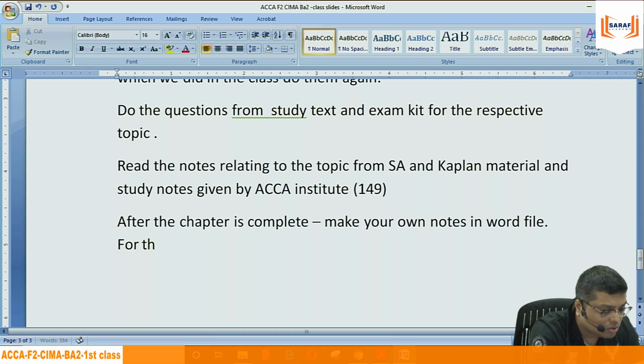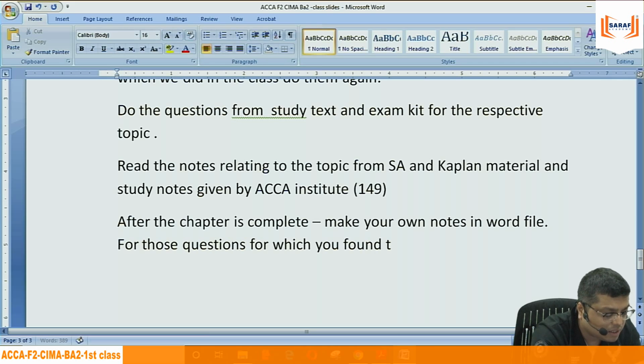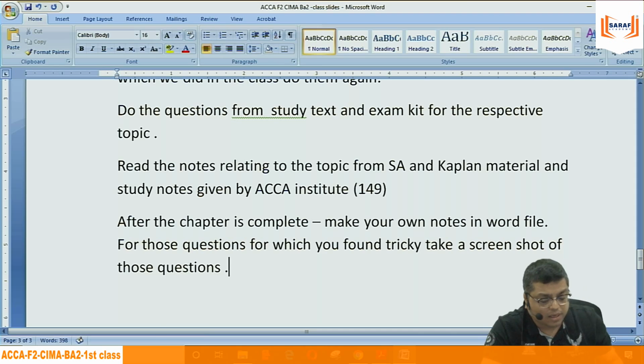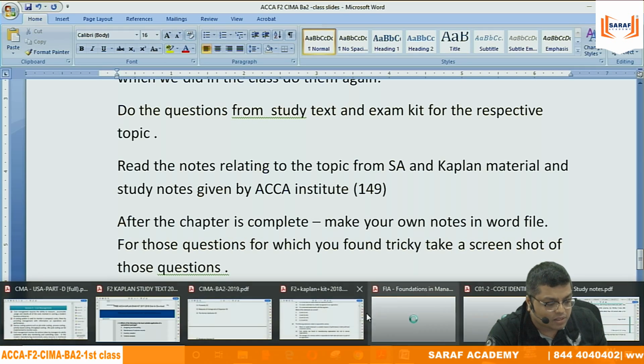For those questions which you found tricky, take a screenshot of those questions. Why I am saying screenshot? That means I am assuming that nobody will be taking printout of any books. Even though you have easy availability of printout, don't take. That is my advice.